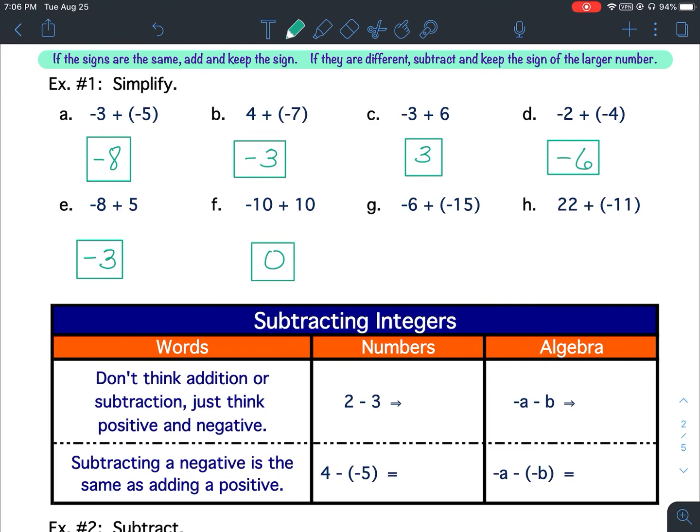For G, -6 plus -15. It's a -6 and a -15, so the signs are the same. 6 plus 15 is 21. And then when your signs are the same, you add and keep the sign, so it would stay -21.